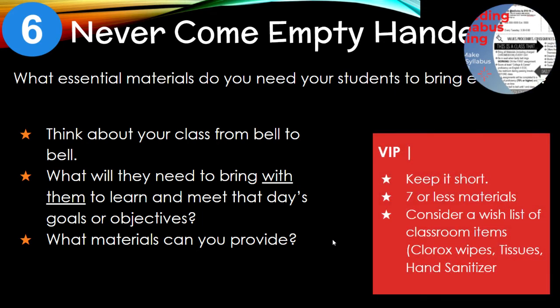So in this, you want to keep your materials list short. I've seen materials lists with 8 or 9. I've seen it with 2. You want to keep it short. Look at those basic materials, and I have a lot of examples that I'll put the link to in the description for you to look at. But you want to keep it short, 7 or less. Consider a wish list of classroom items, just universal classroom items that you know we're going to need: Clorox wipes, tissues, hand sanitizer, things like that.